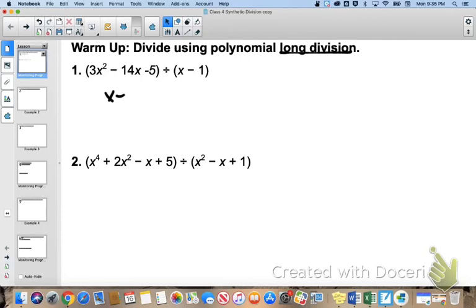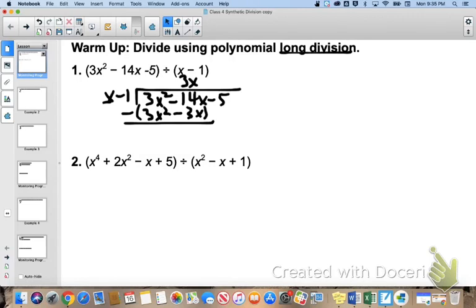So we've got 3x squared minus 14x minus 5 divided by x minus 1. What do we multiply x by to get 3x squared? And that's 3x. So 3x times x is 3x squared. 3x times negative 1 is negative 3x. We subtract. 3x squared minus 3x squared cancel. Negative 14x minus a negative 3x, that becomes plus 3x. So negative 14x plus 3x is negative 11x. Bring down the negative 5.